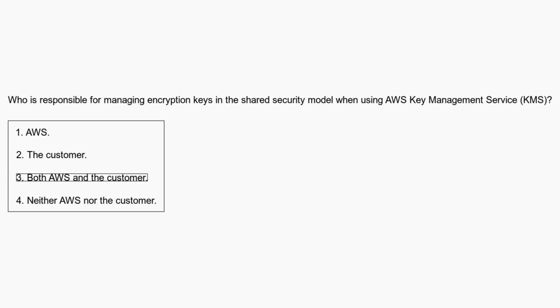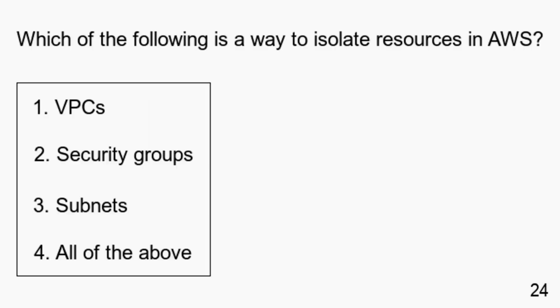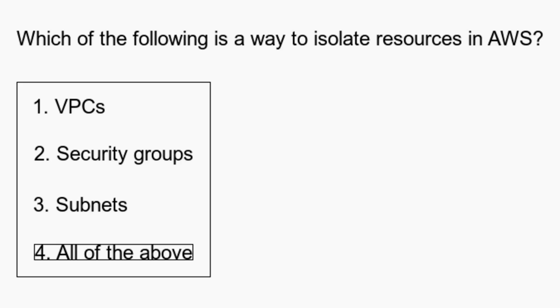Management Service, KMS. Which of the following is a way to isolate resources in AWS? VPCs. Security groups. All of the above. Subnets. AWS offers a variety of ways to isolate resources, including VPCs, subnets, and security groups.